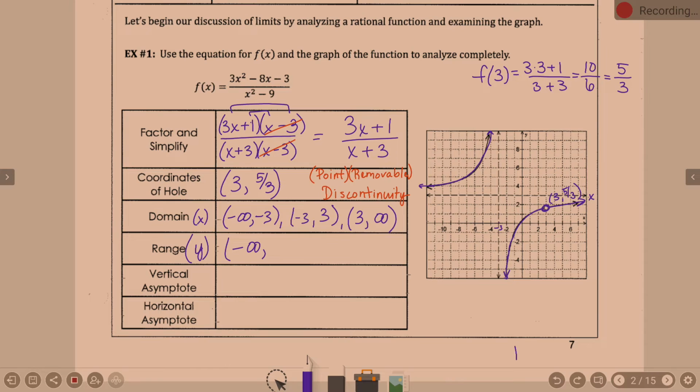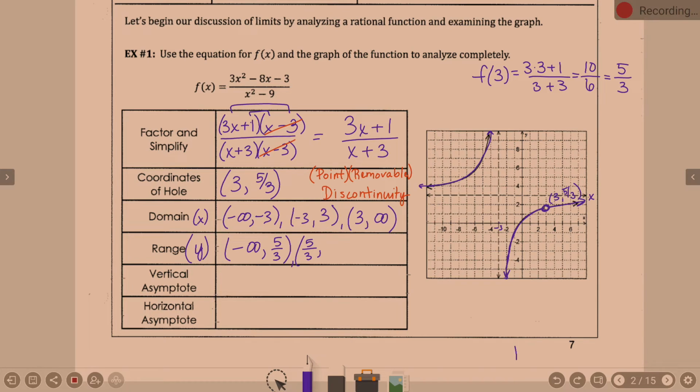Okay, so this graph is going, gone, and then right there it doesn't exist. What is the y value at that point? 5/3. So negative infinity to 5/3. Where do I pick back up? Right below 5/3 we stop. Right above 5/3 we pick up.